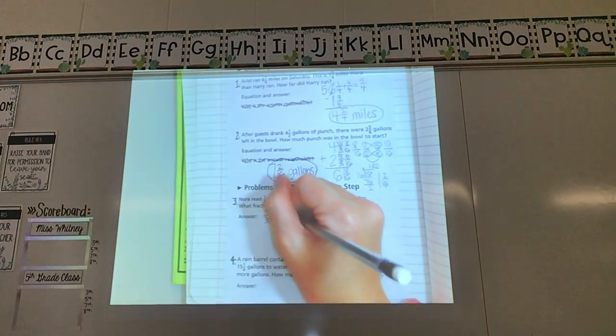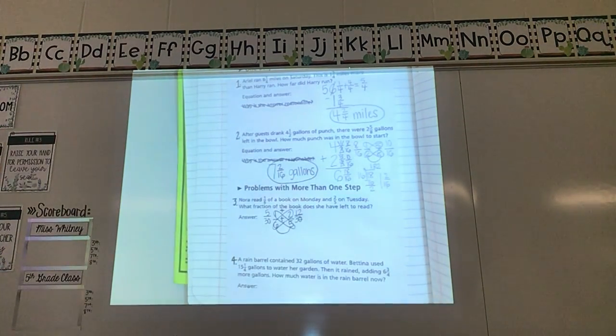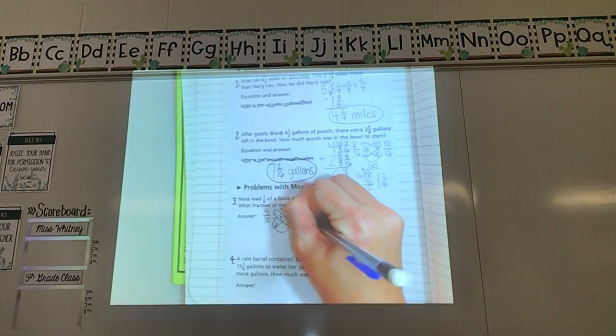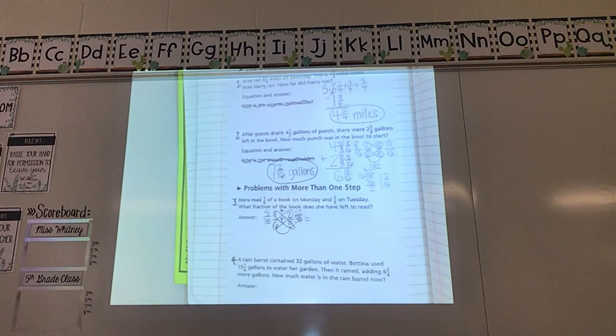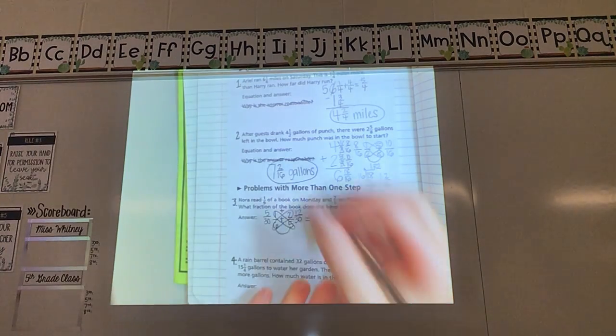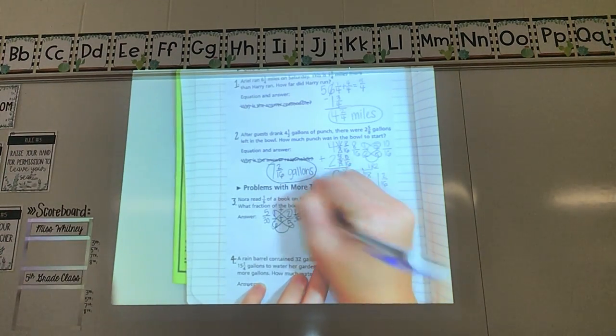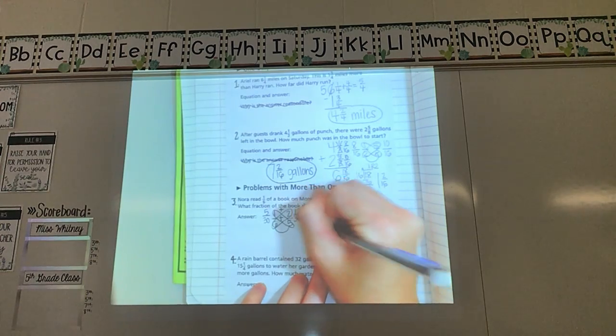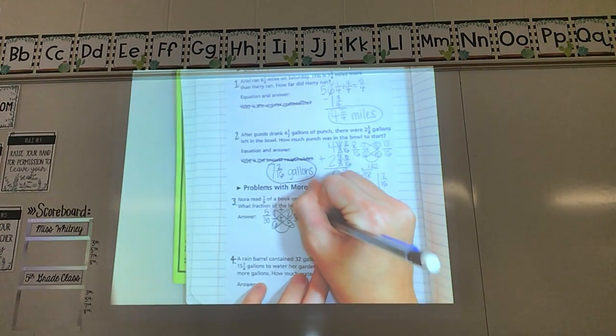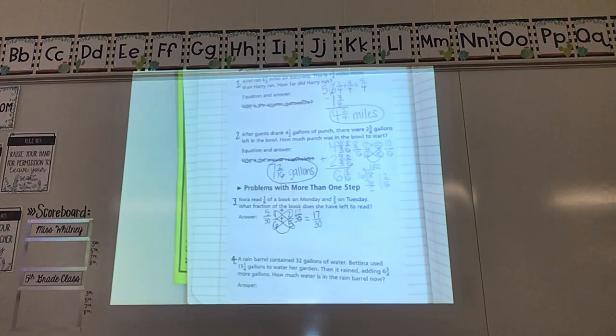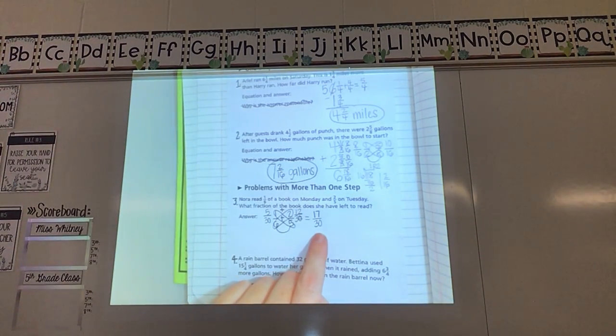Now I can add those. So what is 5/30 plus 12/30? 5/30 plus 12/30 would give me 17/30. Okay, now we have to do a little thinking. She has read 17/30 of her book. She's a little bit over halfway.